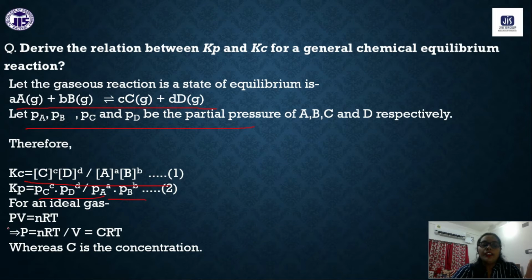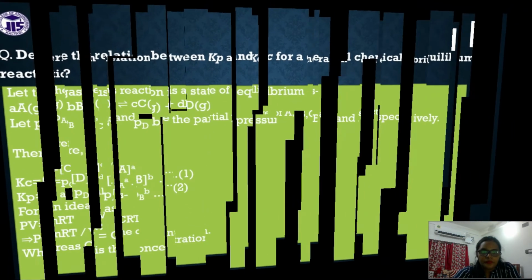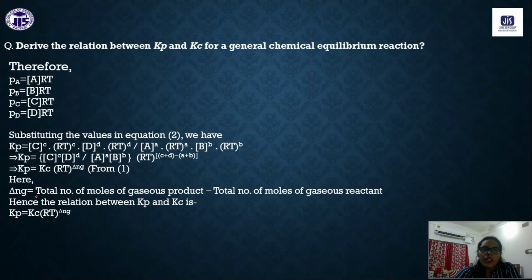Now we know for the ideal gas, PV equals nRT. So P, the pressure, equals n by V times RT. n by V we can replace by C, the concentration. So all the partial pressures can now be replaced by the concentration of A times RT, concentration of B times RT, concentration of C times RT, and concentration of D times RT.